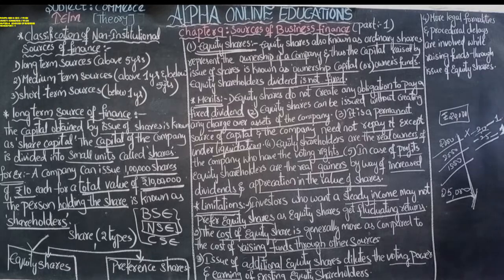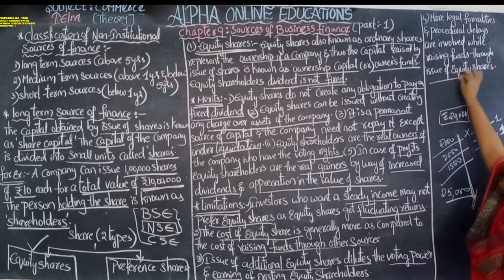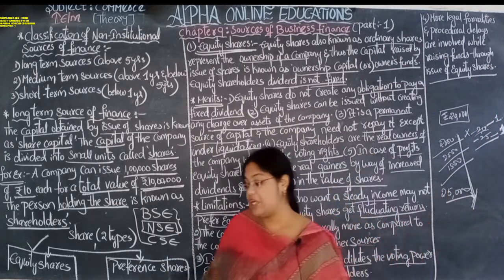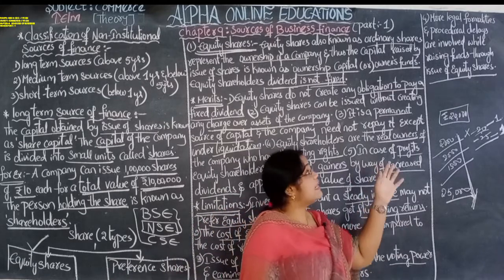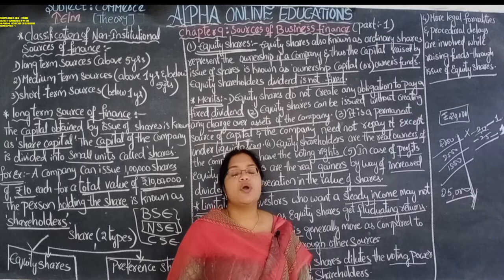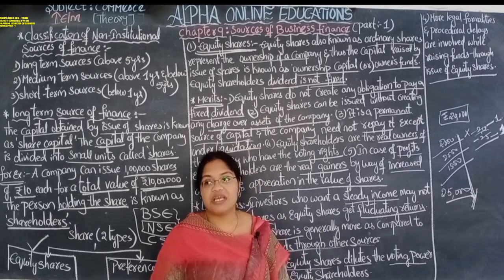Next, more legal formalities and procedural delay are involved. The procedure of issuing the equity share also takes much time while raising funds through the issue of equity shares. So when we want to raise funds by issuing equity shares, there will be more legal formalities, and it will also take much time to raise the capital from equity shares.